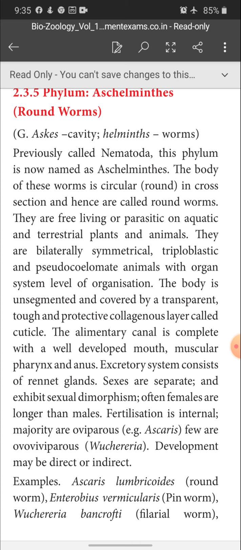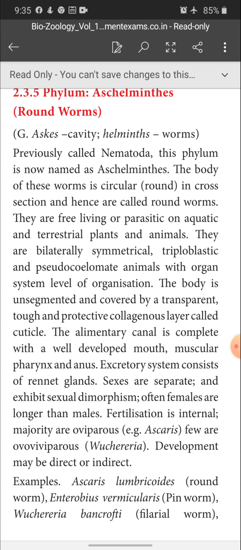Body is unsegmented and it is covered by a transparent, tough and protective collagenous layer called cuticle. That means the body of the animals is covered with a tough transparent membrane called cuticle. How our body is covered with the skin, the same way the animals of Aschelminthes are covered with a tough transparent membrane called cuticle, right? About the alimentary canal, it is complete. That means it has a well developed mouth, muscular pharynx and anus, the whole tube present. So it is coming under the complete digestive system.